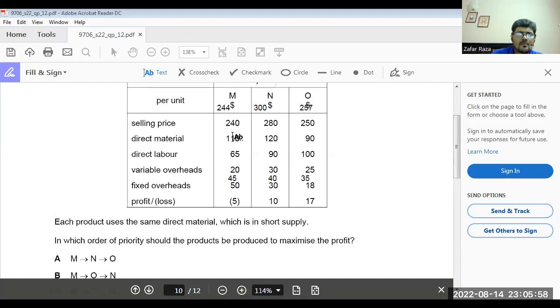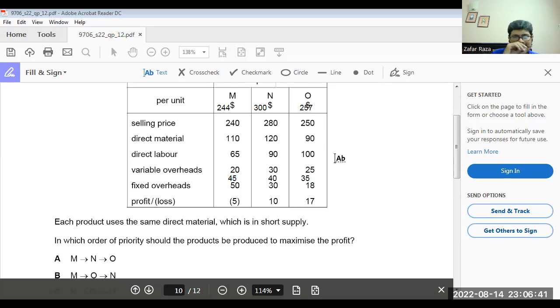Now see, what will we do? Now see, take selling price 240 minus direct material 110 minus 65 minus 20. So yeah, there 45. That 45 is contribution. Now direct material 110 divided by contribution 45%. That would be 244%. Okay. Now what about N? 280 is the selling price minus 120 minus 90 minus 30. So it means 40 is the contribution. Okay. Now direct material 120 divided by 40%, 300%.